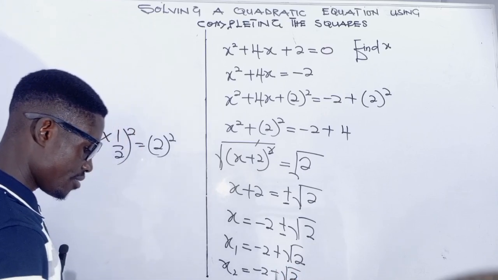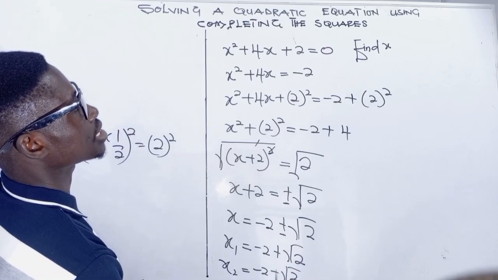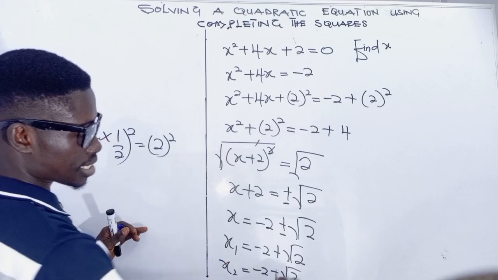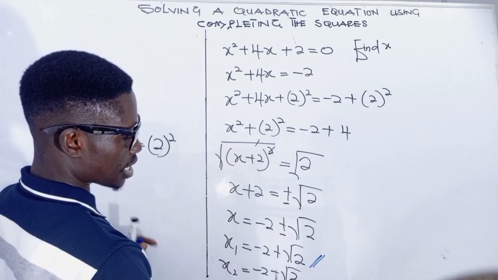2. So the value for x which satisfies this quadratic equation is either x is equal to this or x is equal to that.